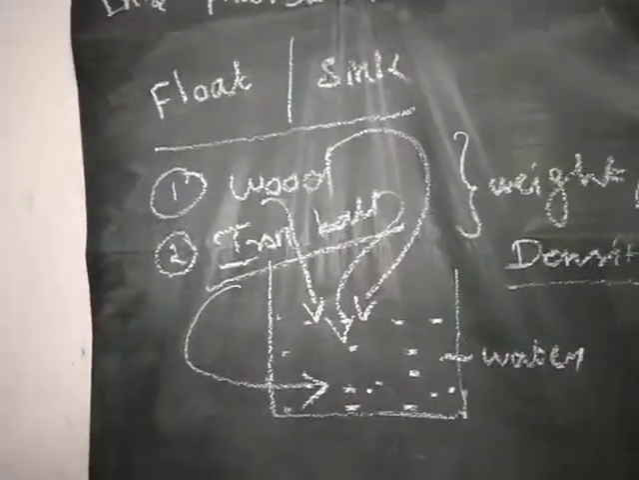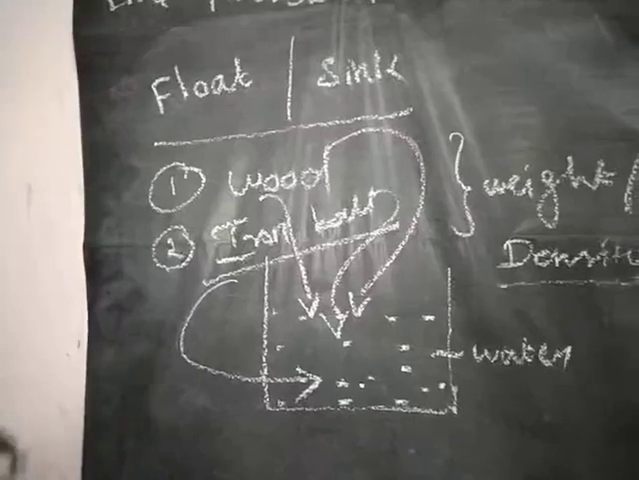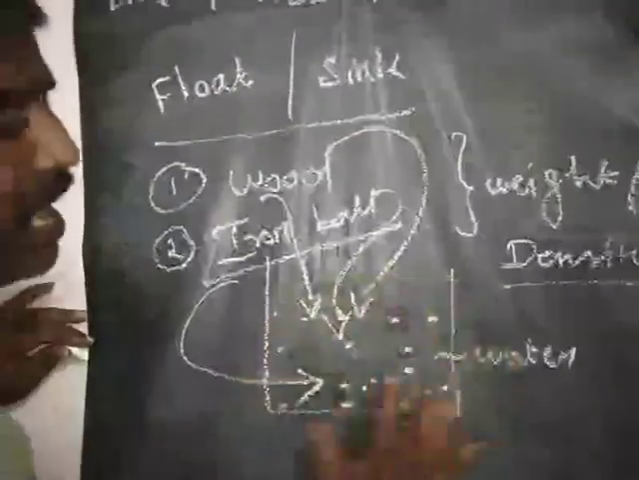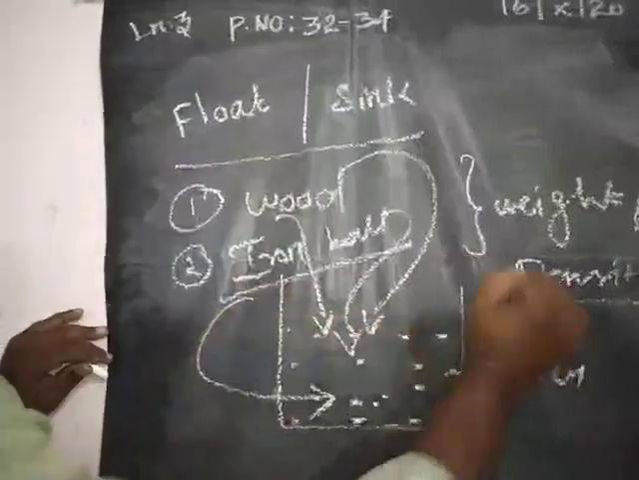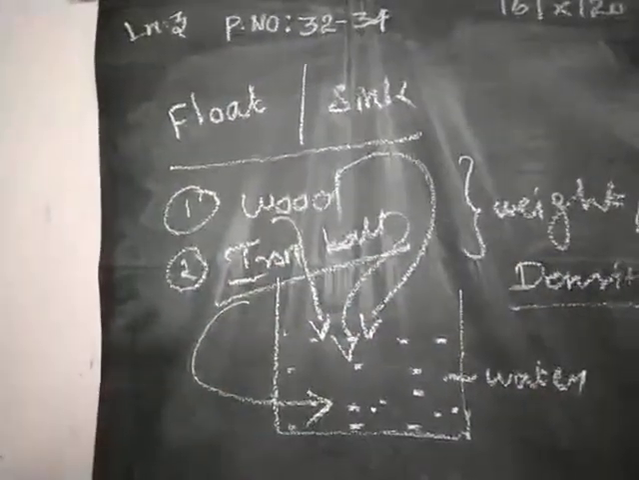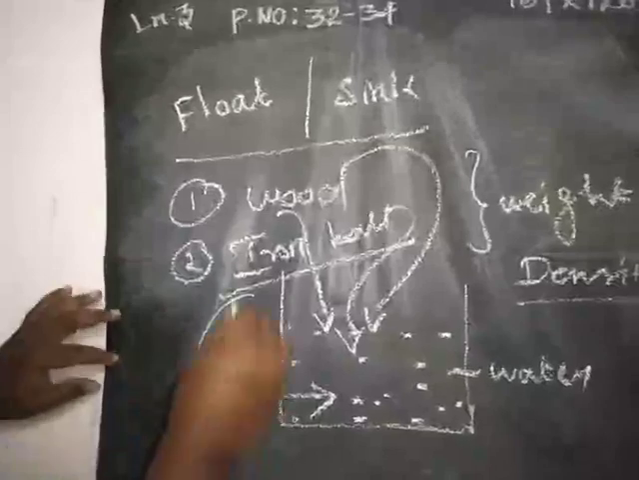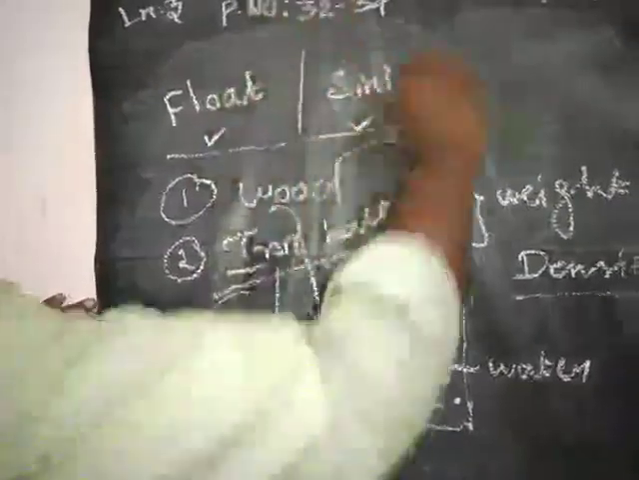Which object or material has less density when compared to the given amount of water? It will float on the surface. Can you understand? What is meant by float? What is meant by sink?